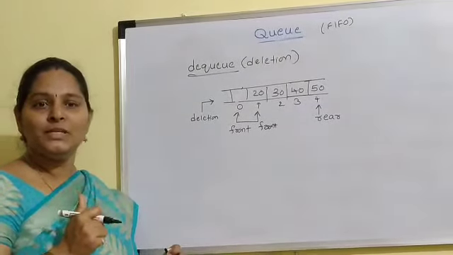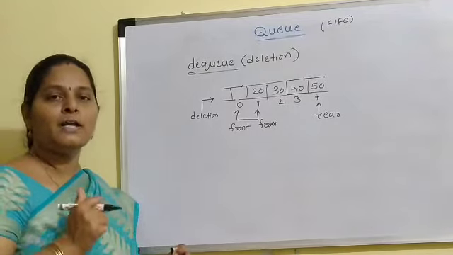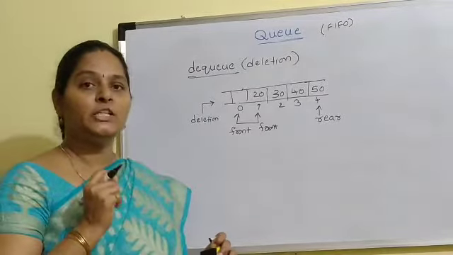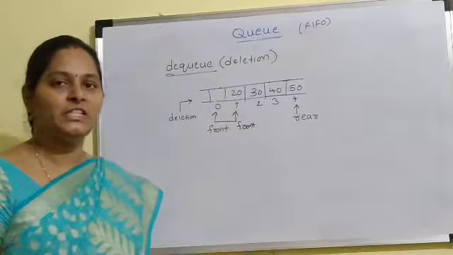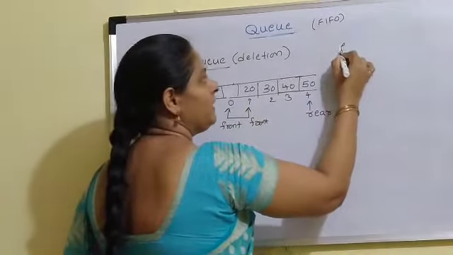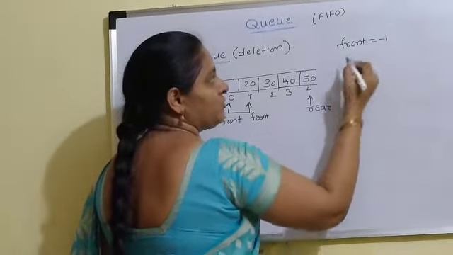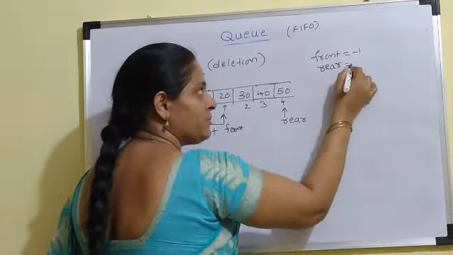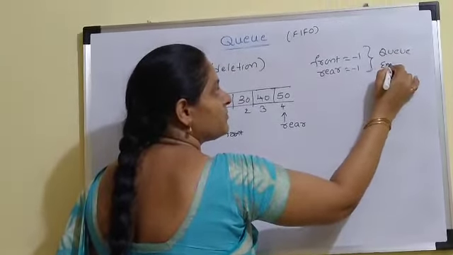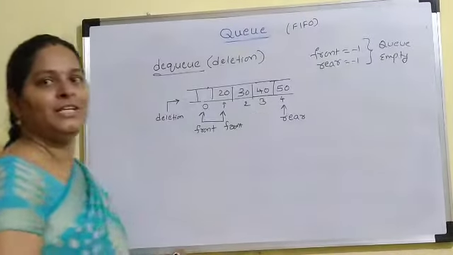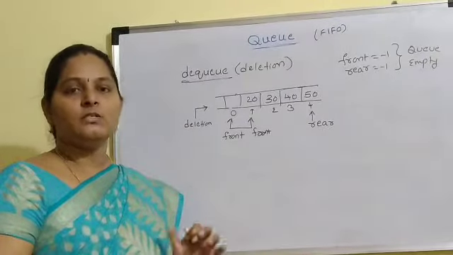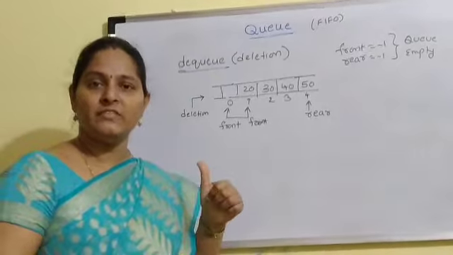verify whether the queue is empty or not, because on an empty queue we cannot perform the deletion operation. So how to verify whether the queue is empty or not? Whenever the front pointer is pointing to -1, or whenever the rear pointer is pointing to -1, that indicates the queue is empty. But here in this example, initially front is pointing to the 0th position, so the queue is not empty.